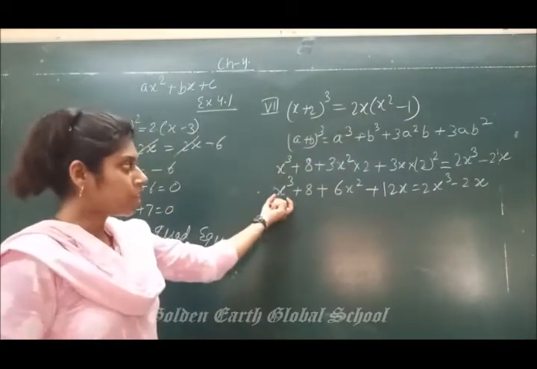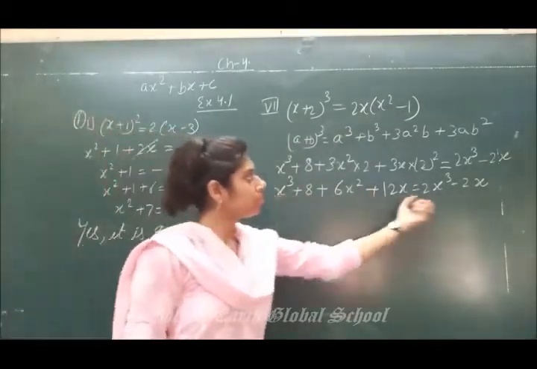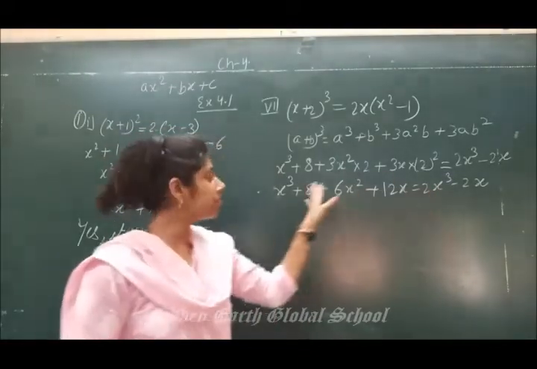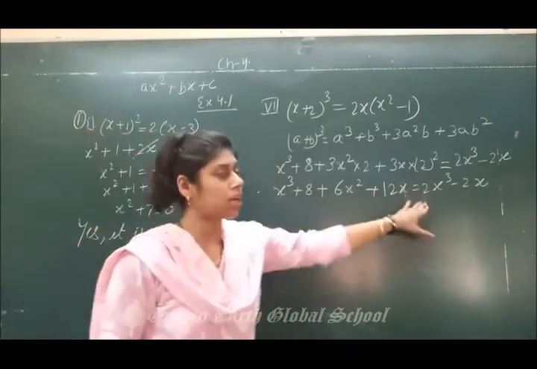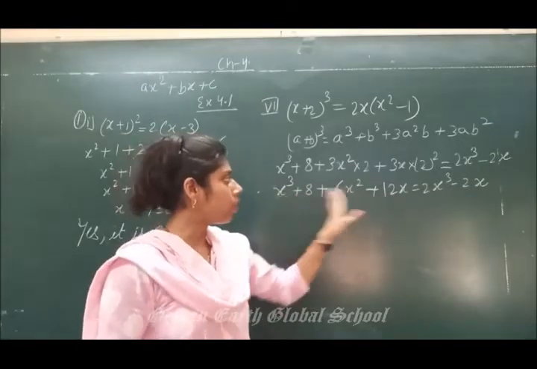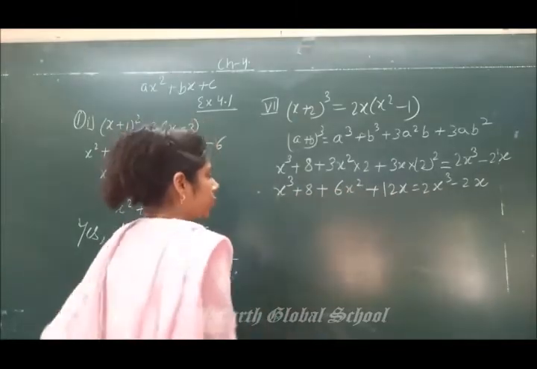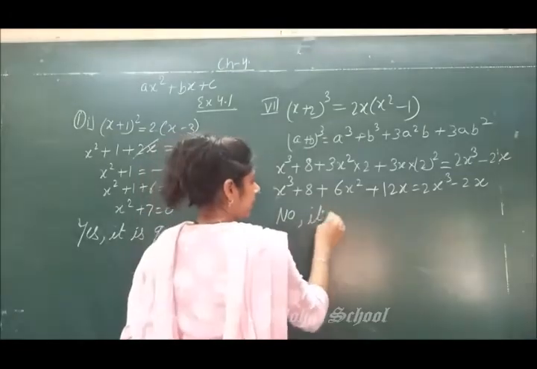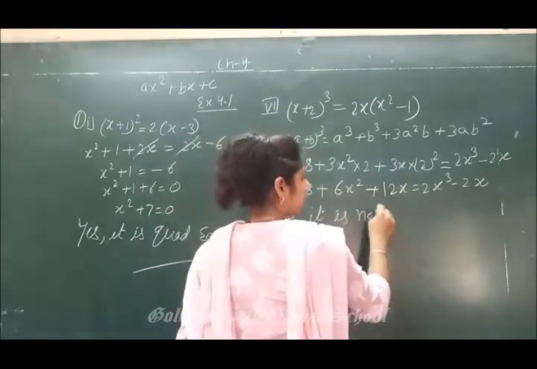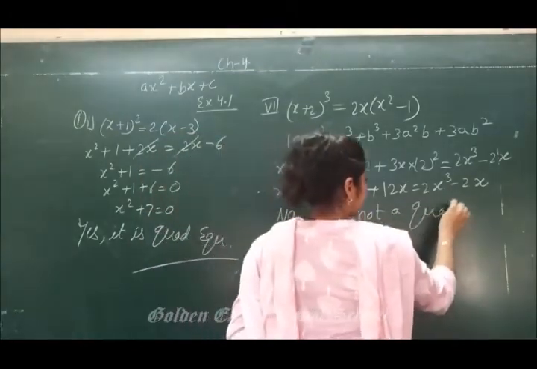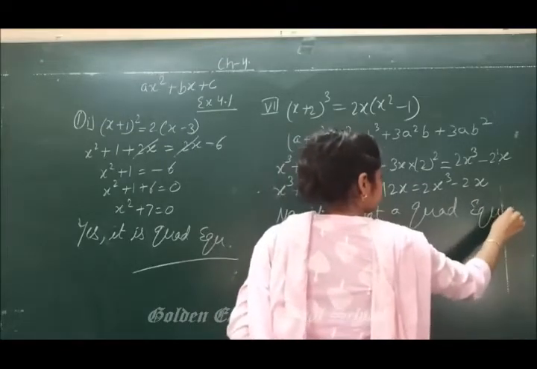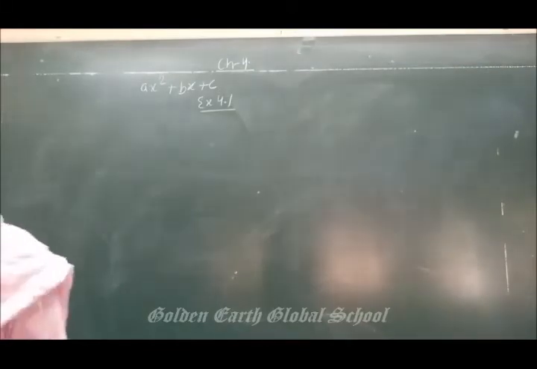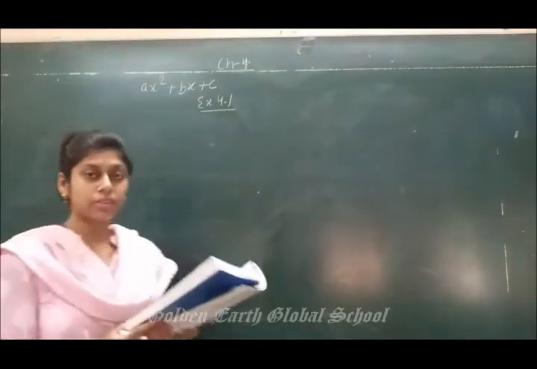Now there is a cubic term because the term will not cancel. Here is x cube, here is 2x cube. If there were 2x cube on both sides, then these terms would be cancelled. But now there is a cubic term in the equation, so we will write no, it is not a quadratic equation. Rest of the parts you can try by yourself.